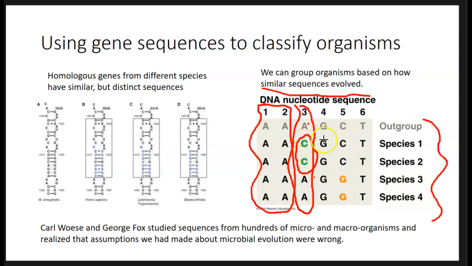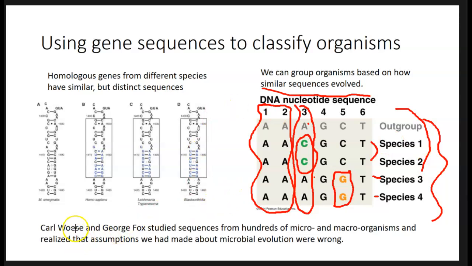So this is an indication that these two organisms have a gene sequence that is more similar to each other than it is to other organisms. Species 3 and species 4 have a different shared change. They have a G at position 5. That might suggest that these two organisms are more similar to each other than they are to other organisms in this group.